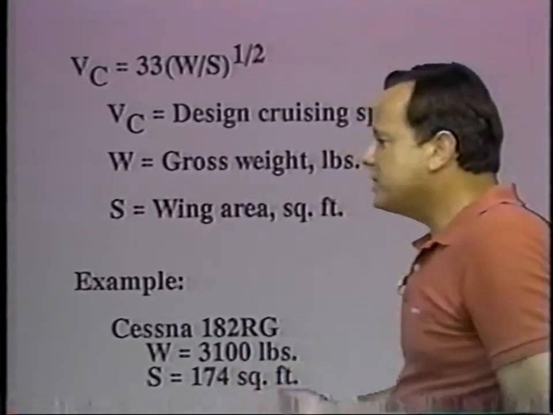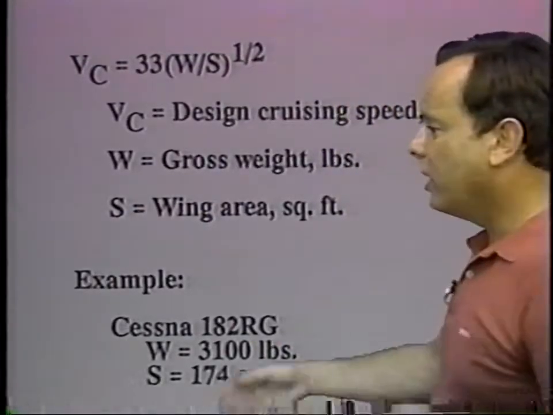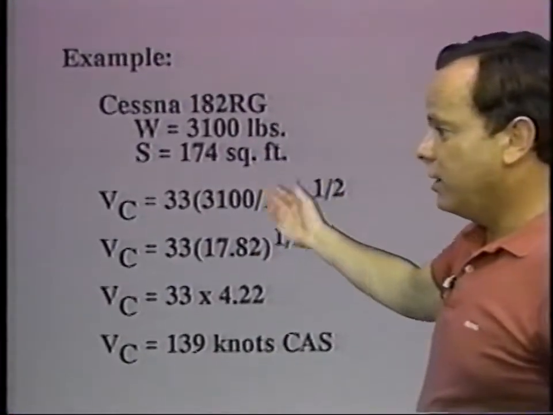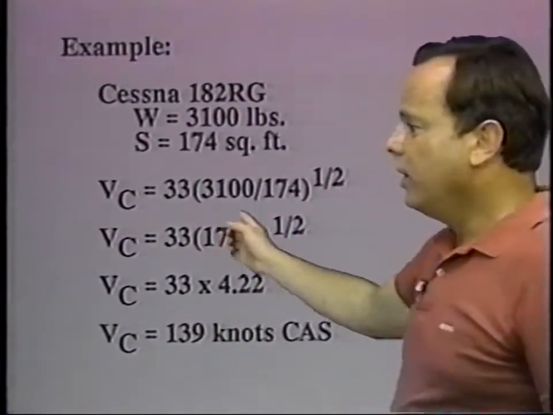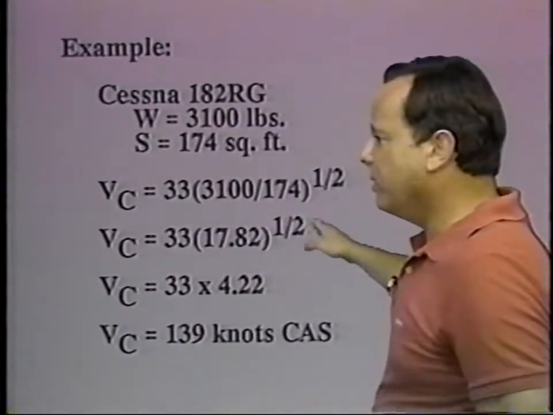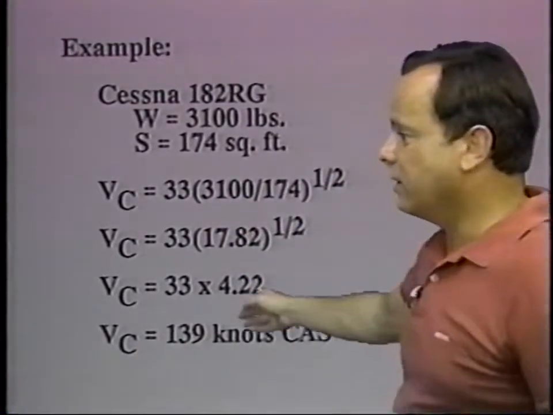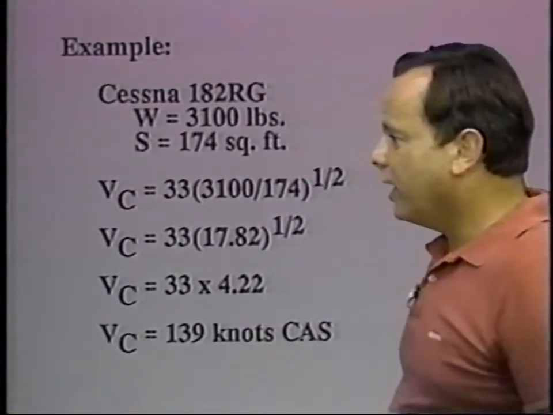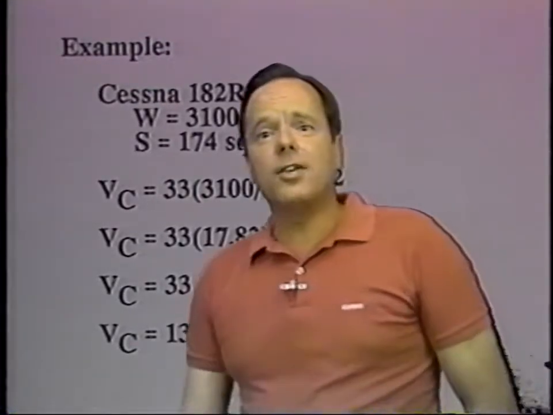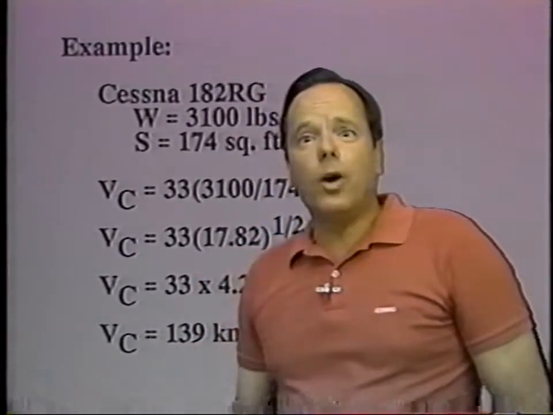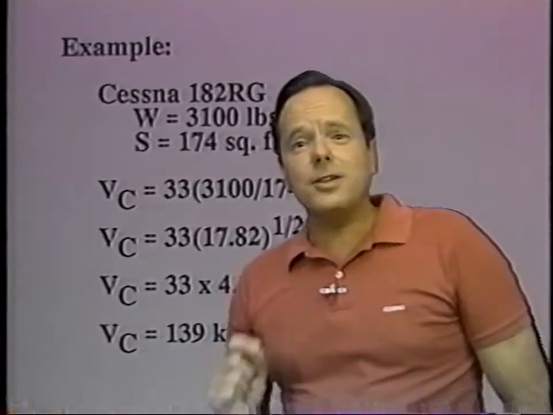If you happen to have a Cessna 182 RG, which had a weight of 3,100 pounds, you go through this formula with it. The wing area is 174 square feet. The weight of the aircraft is 3,100 pounds, so 3,100 divided by 174, take the square root of that, and it comes out to 4.22. Multiply that times 33, and you get 139 knots calibrated airspeed, and son of a gun, that comes to within just about a knot of the VNO on that particular airplane. So that's how these are arrived at.